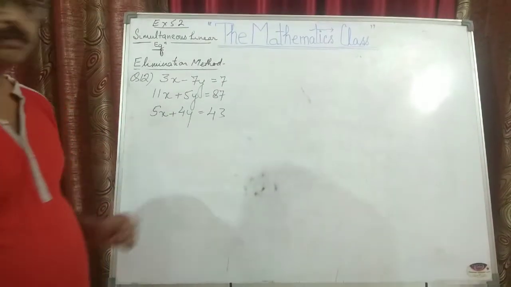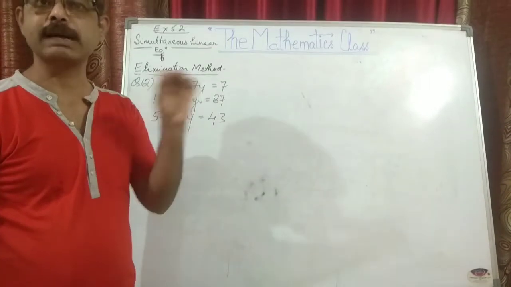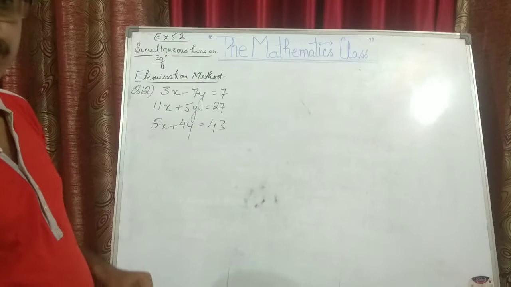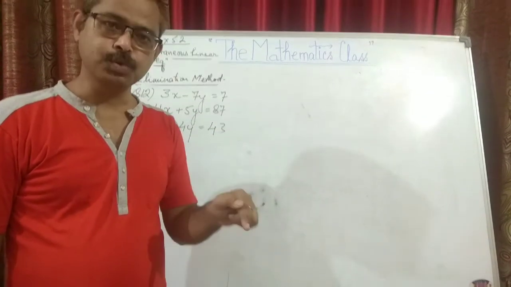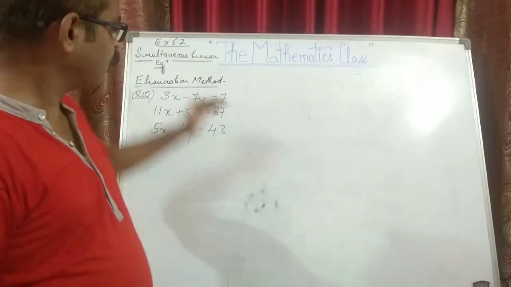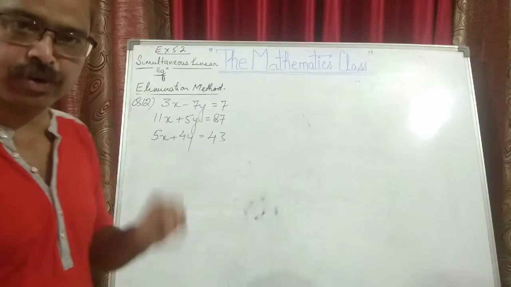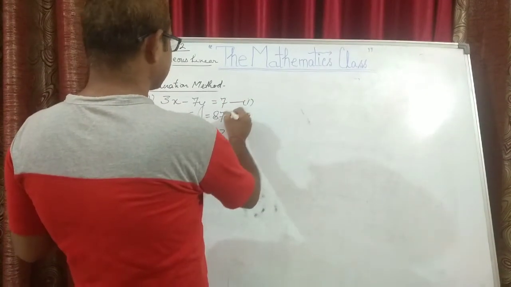Now question number 12. They say, can these equations hold simultaneously? It means, is it possible that for one pair of values of x and y, all these equations will be satisfied or not? So let's see. Let's take this as the first equation.